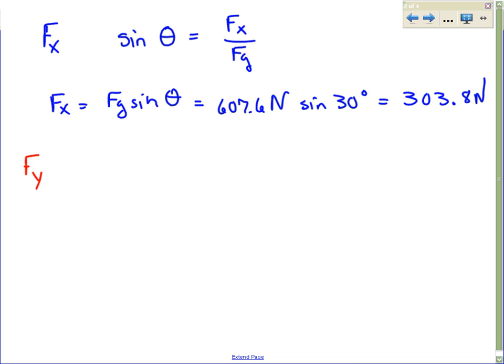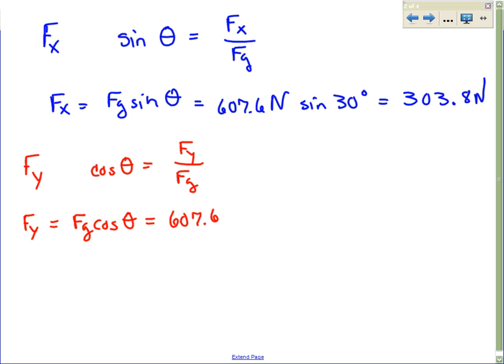Fy for inclined planes will always be: cosine of theta equals Fy over the weight. So Fy is equal to the weight times the cosine of theta. For our problem, our weight is 607.6 newtons, and we're going to multiply it by the cosine of 30 degrees. And we get a value of 526 newtons. Now remember, that's equal to our normal force.